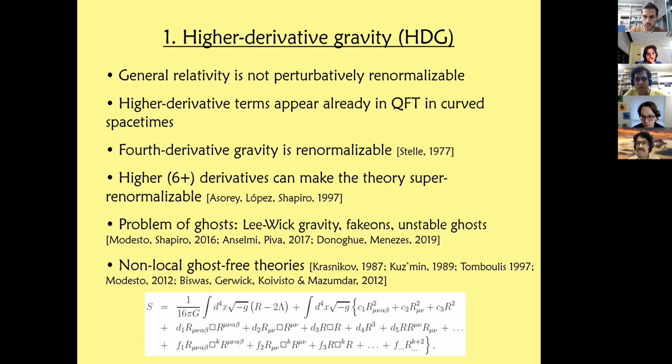Also, related to the problem of ghosts, there is the idea of having non-locality to avoid the ghosts from the beginning. The general action I'm going to consider can be written in this form here. This is the Einstein-Hilbert action. You have here fourth derivative terms, and you can have terms with more derivatives, or higher powers in curvature, or you can even have an infinite number of them, forming a non-local theory.